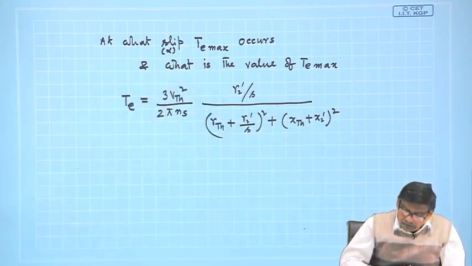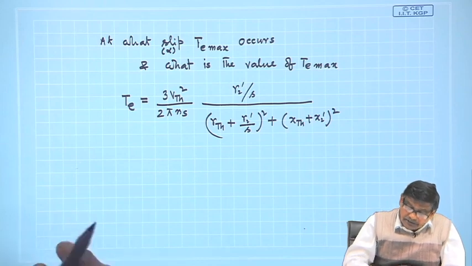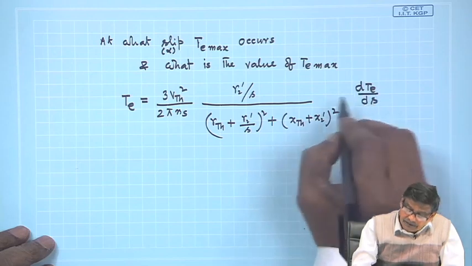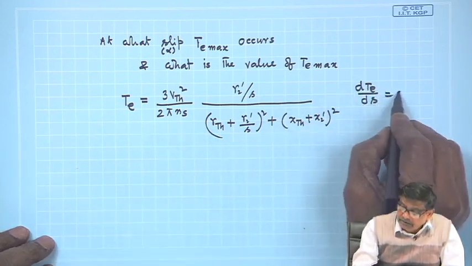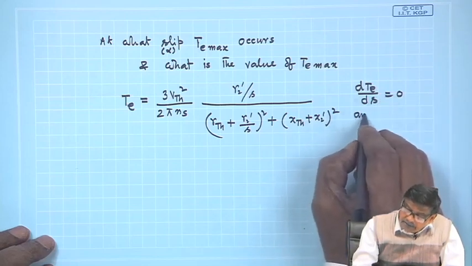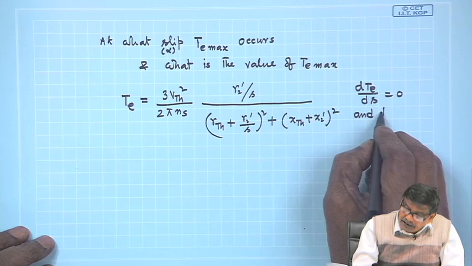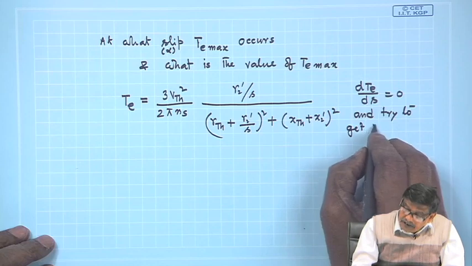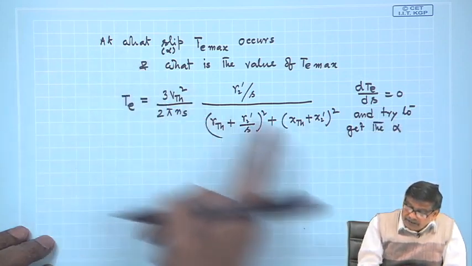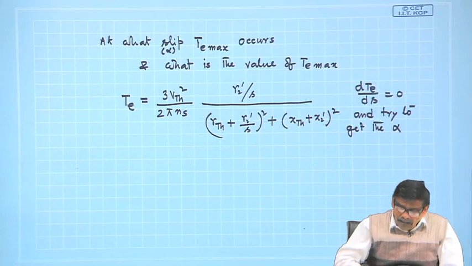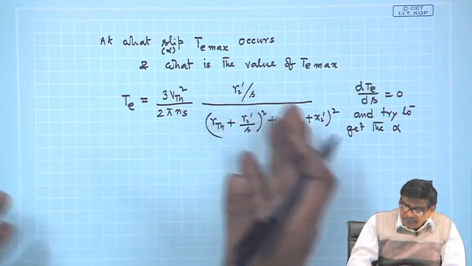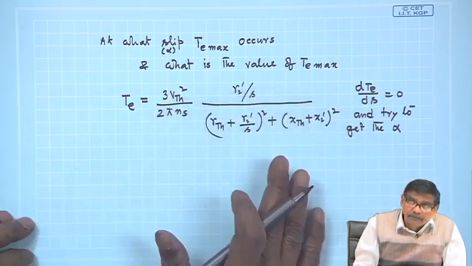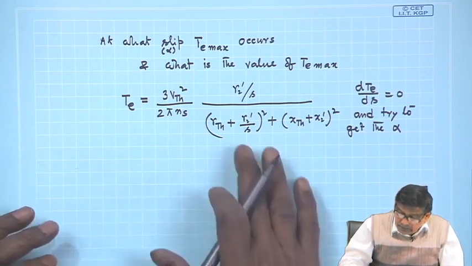It comes to our mind that what we have to do is calculate dT/ds, differentiate this, equate it to 0, and from that try to get the value of alpha. Alpha is the slip at which maximum torque occurs, but it looks like it will be a slightly involved task. So, we will not calculate it in that way.